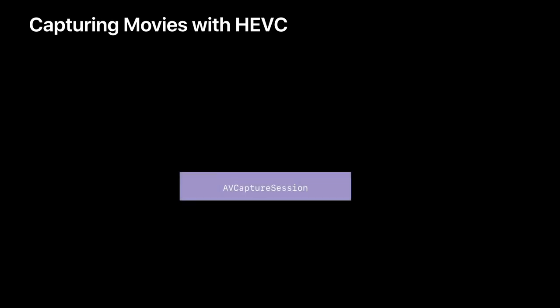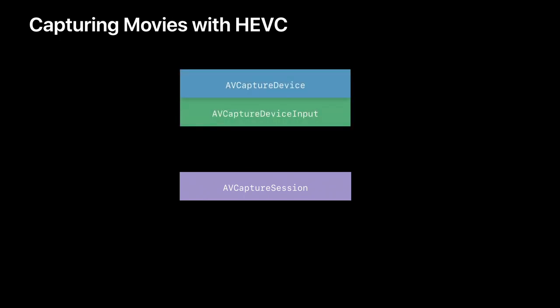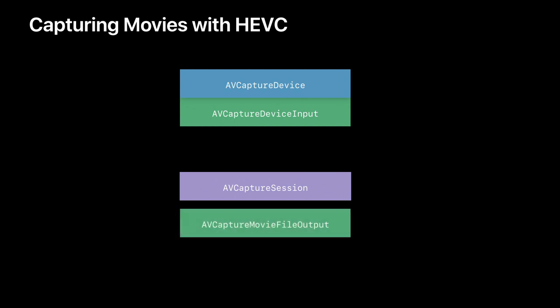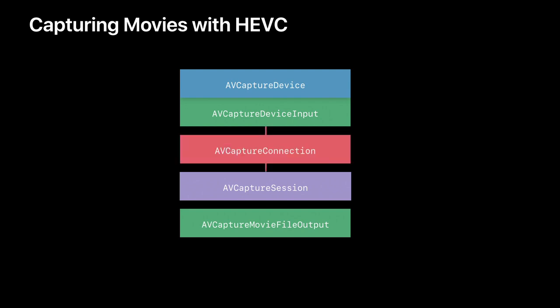This starts with an AV capture session. This needs to get data from somewhere. You create an AV capture device. You add it as the input. Then data needs to go somewhere. In this case, we're using movie file to compress and write the output file. These are all connected with an AV capture connection, and this creates your movie file.